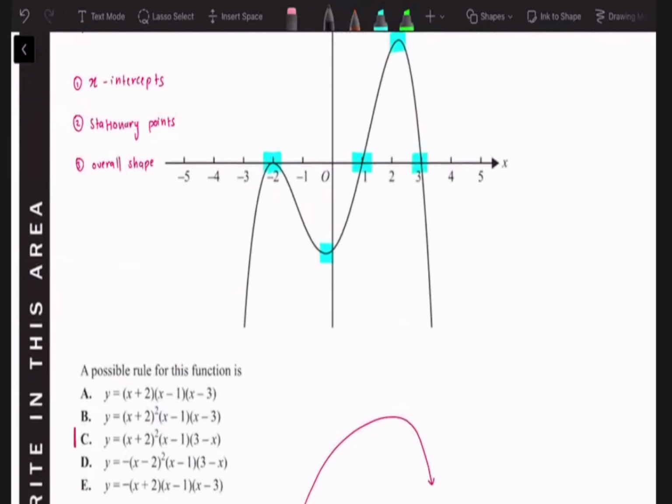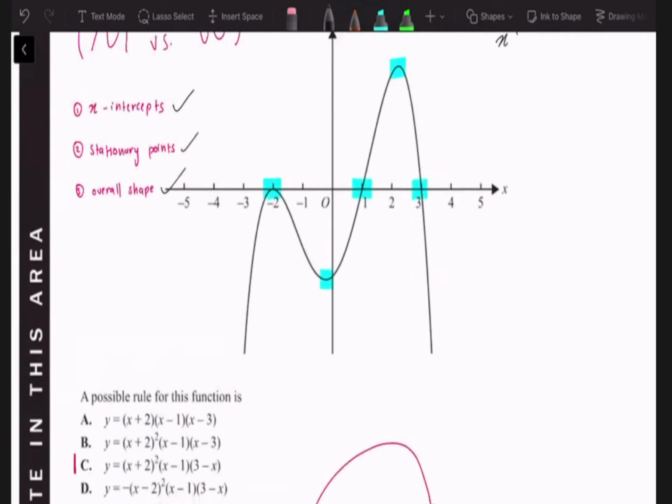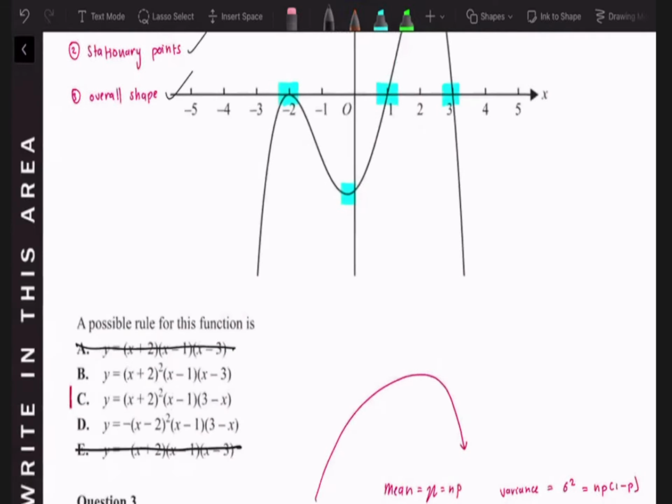So for this function, the things to look at are your x-intercepts, the stationary points, and the overall shape of the graph. If it looks like an M or a W, you know it's going to be a quartic graph, so it's going to be x to the power 4. You could start with that when you look at the answers. You can get rid of A because that's a cubic. You can also get rid of E because that's also a cubic.